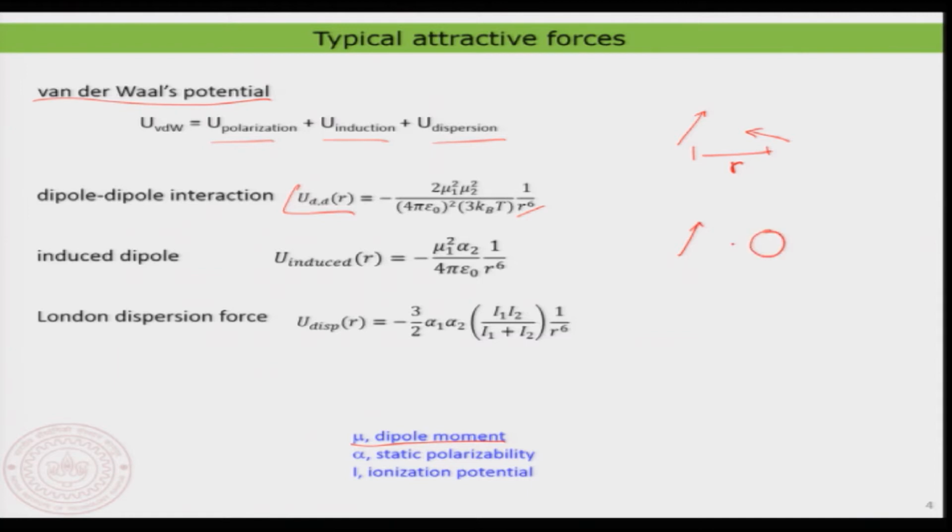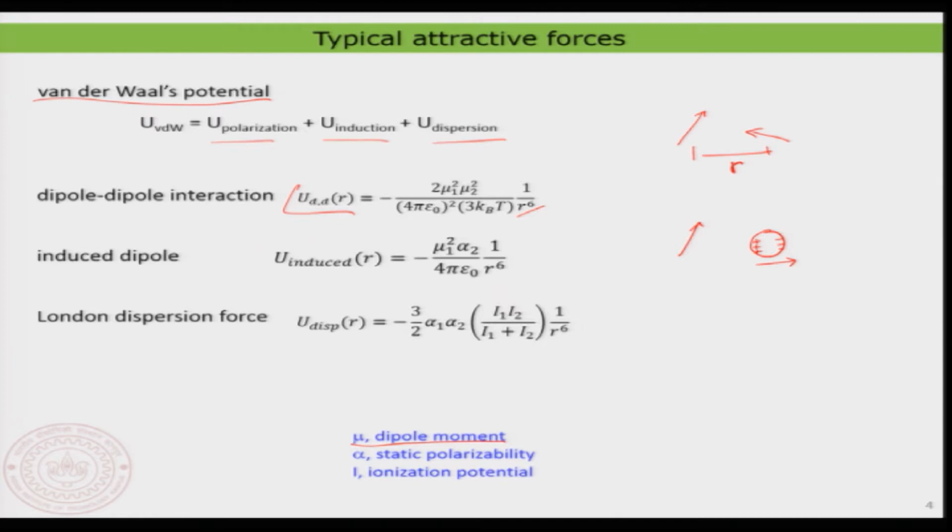So, let us say you do not have a dipole for the second one, but what can happen is that this dipole can induce a dipole onto this. Depending on the orientation, you can create positive charge on one side and negative charge on the other side, and then you create a dipole for the neutral molecule which came closer to the original dipole.